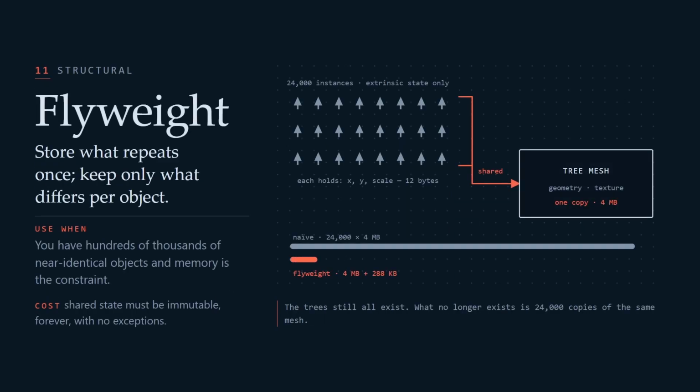24,000 trees. Each one stores position and scale, 12 bytes, and points at a single shared mesh. 96 gigabytes becomes 4 megabytes. The one rule, the shared part must be immutable, forever.